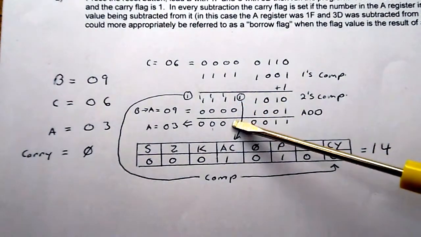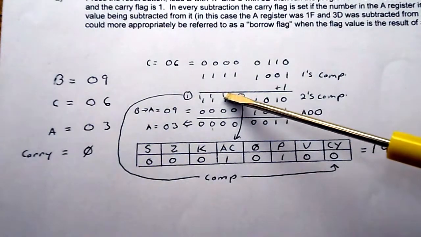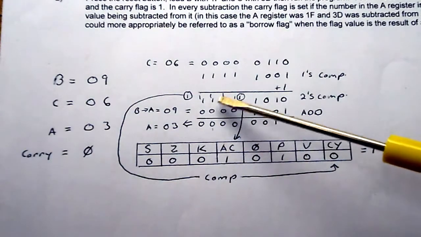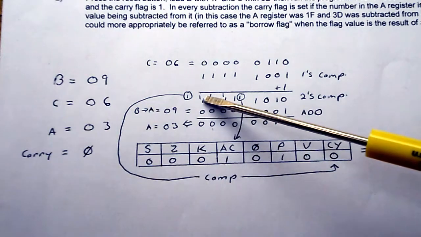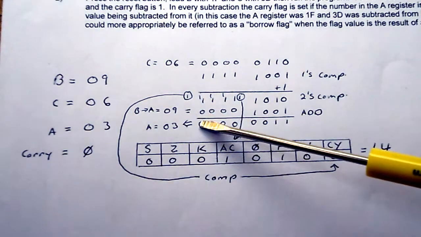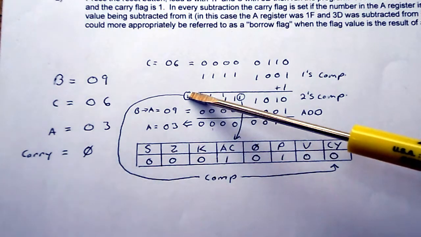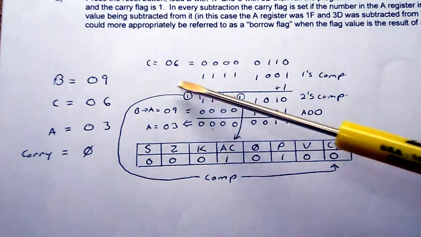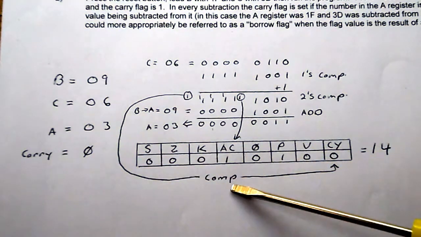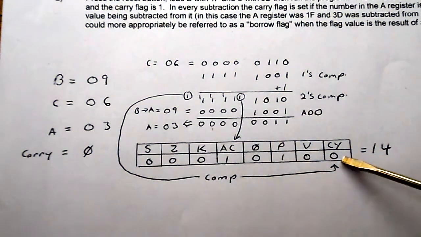Then 1 plus 1 is 0, carry the 1. 1 plus 1 is 0, carry the 1. 1 plus 1 is 0, and our carry bit gets set. Now keep in mind, when we do the subtraction command, the carry bit is then complemented, so our carry flag ends up being 0.